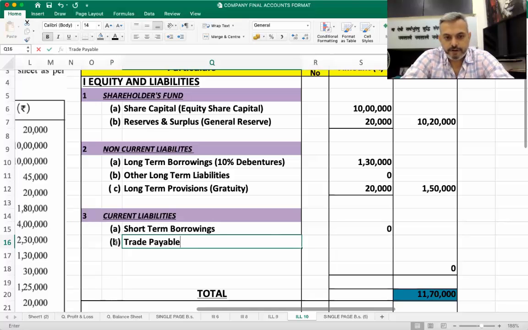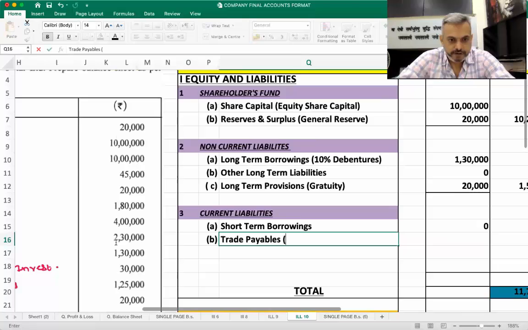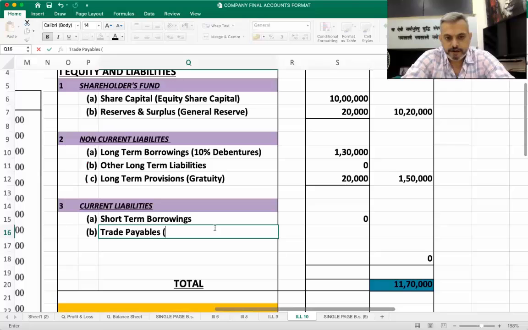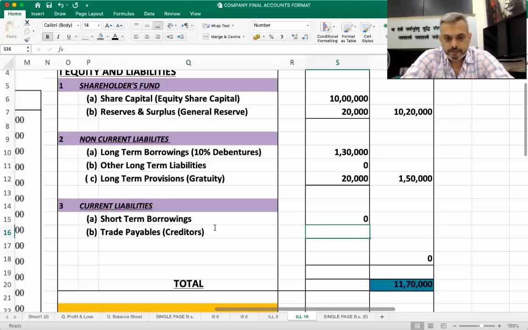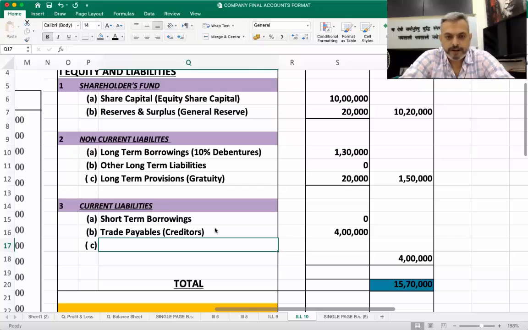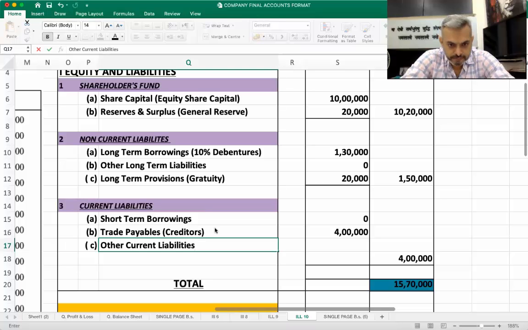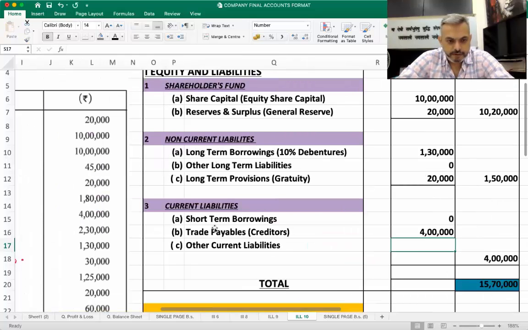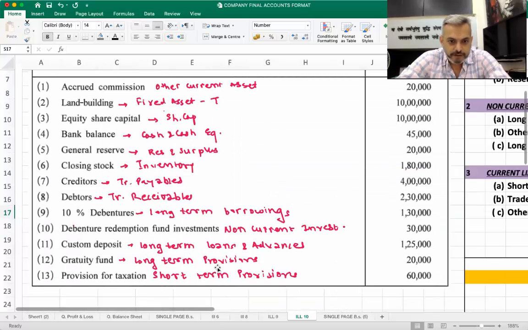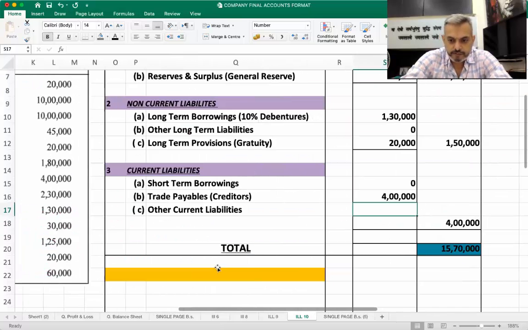Trade payables. Now we have trade payables. Trade payables, creditors 4 lakh. Creditors 4 lakh. Short-term borrowing, trade payables, other current liabilities. Other current liabilities. In other current liabilities right now we have nothing. So zero.